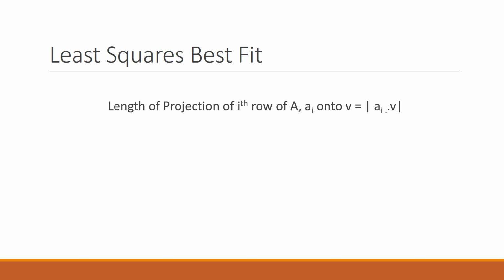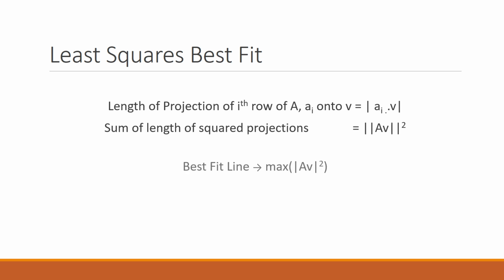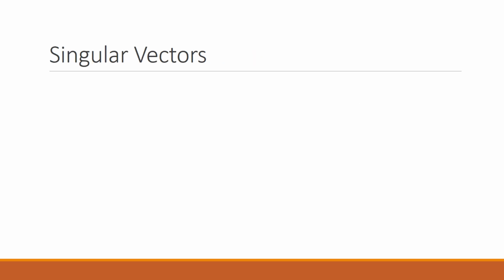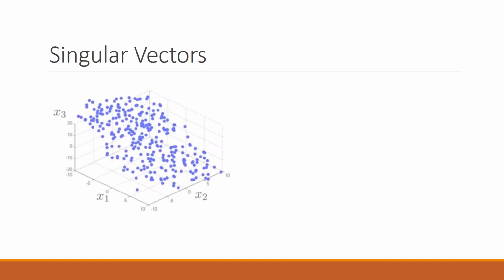From this we can see that the sum of length squared of the projections is the squared norm of Av. The best fit line is the one that maximizes the norm of Av. We now define the singular vectors of a T cross D matrix A. Consider the rows of A as T points in a D-dimensional space. Consider the best fit line through the origin. Let v be a unit vector along this line.